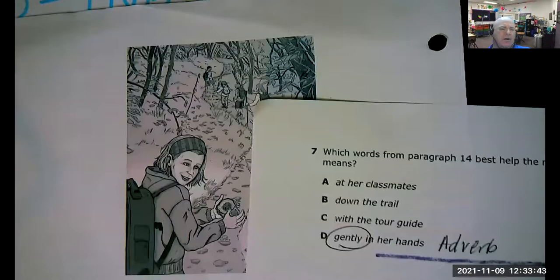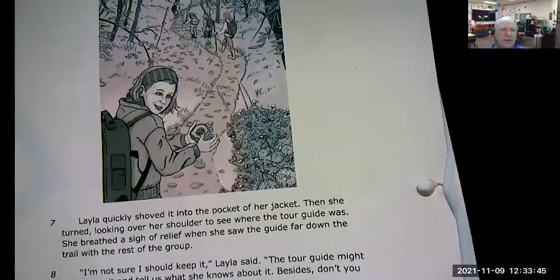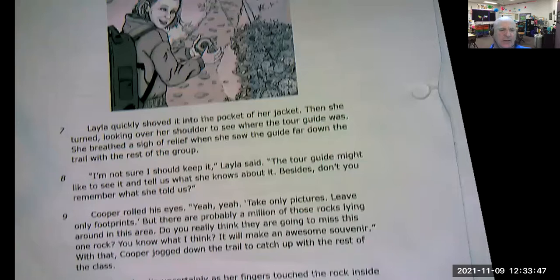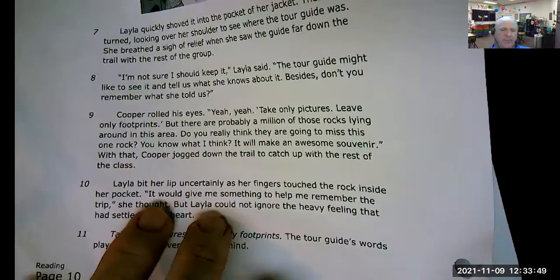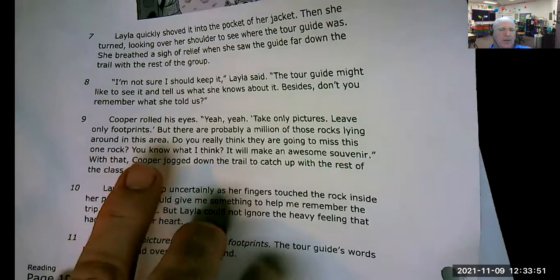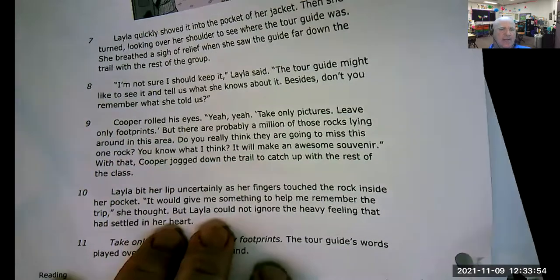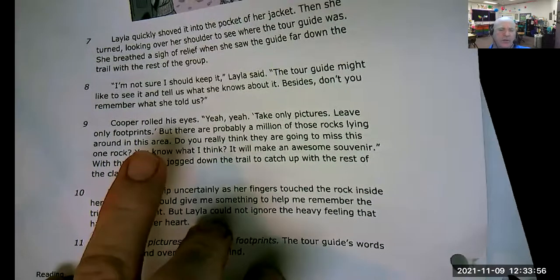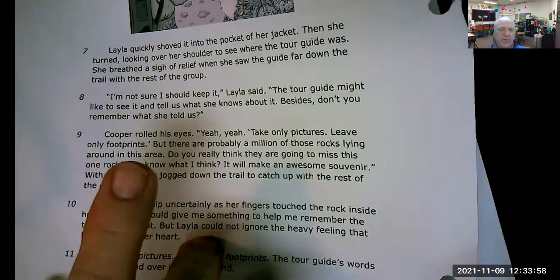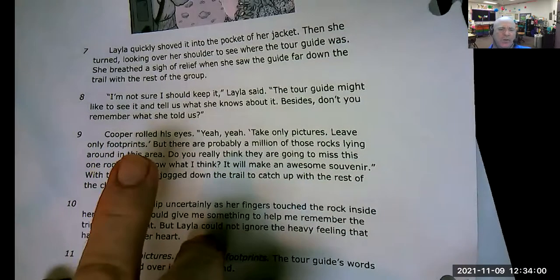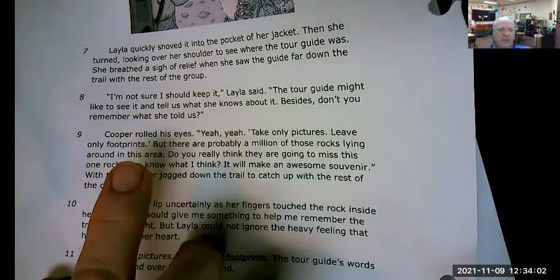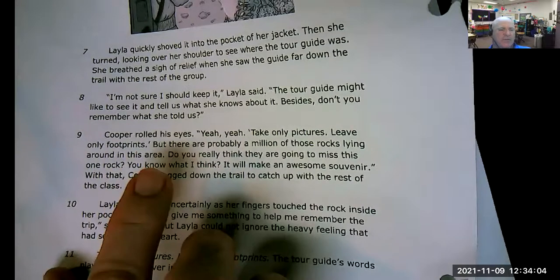So let me start by fast forwarding to paragraph 10. Layla has already found the rock. The guide had said, take pictures, but only leave footprints. Cooper doesn't want her to go by that. So here's where her conflict starts.